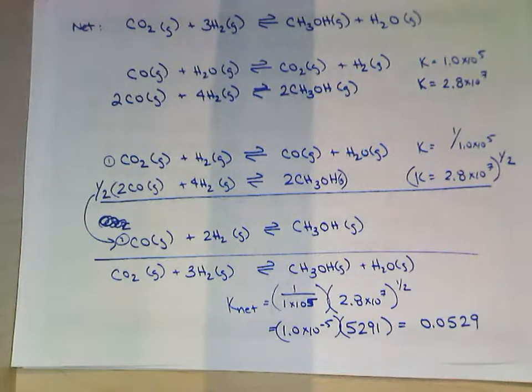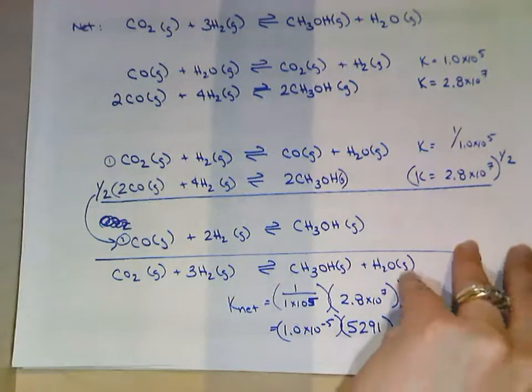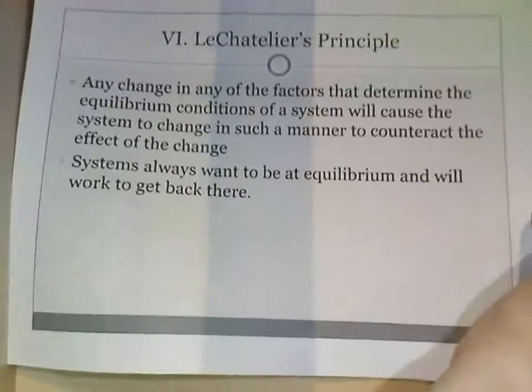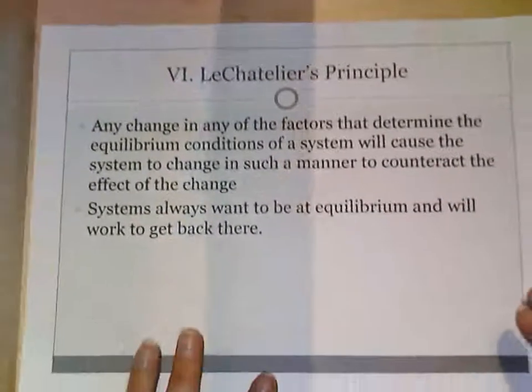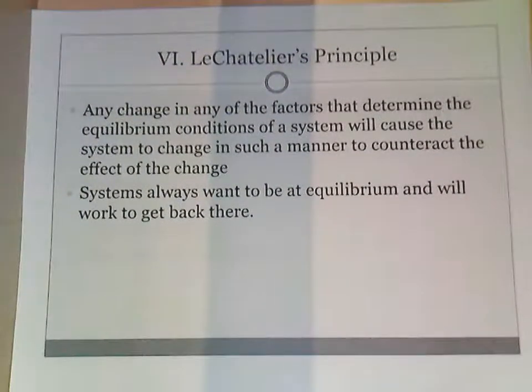So let's talk about how changes to the system affect our equilibrium constant, which you're probably familiar with as Le Chatelier's principle. But you may not have used it in the context of equilibrium constants. So, any change in any of the factors that determine the equilibrium conditions will cause the system to change in such a manner to counteract that change. So systems always want to be at equilibrium and will do what it takes to get back to a position of equilibrium.